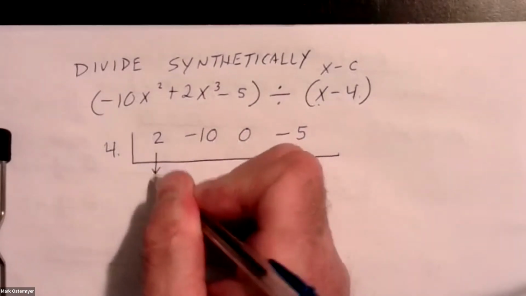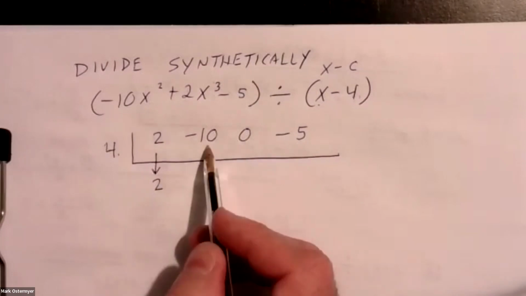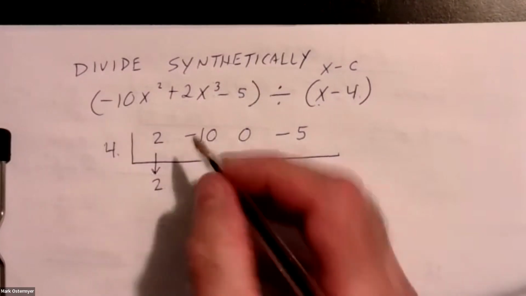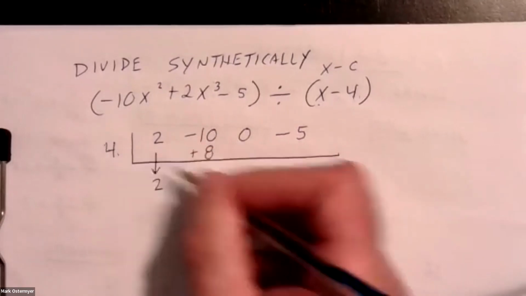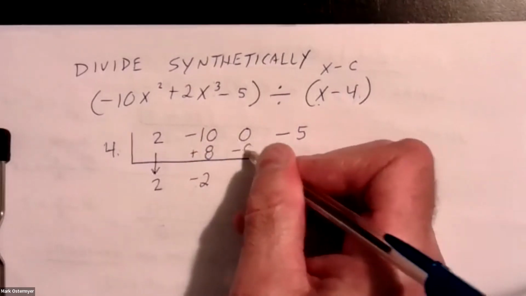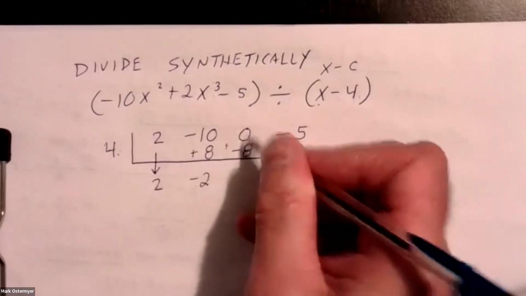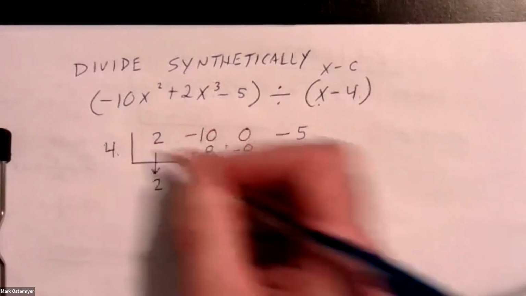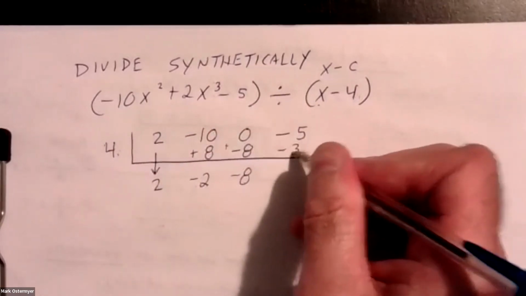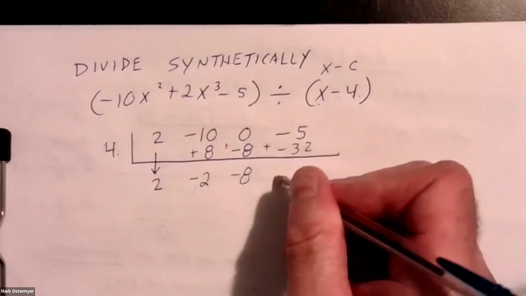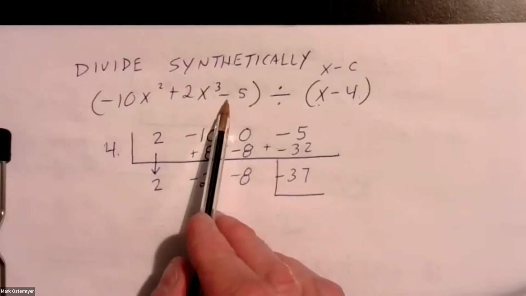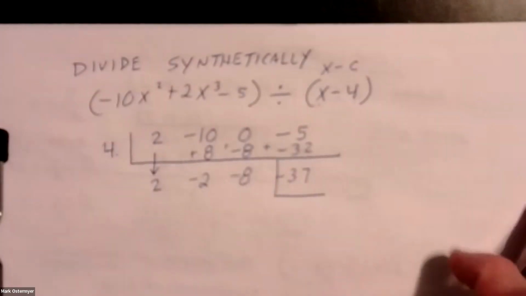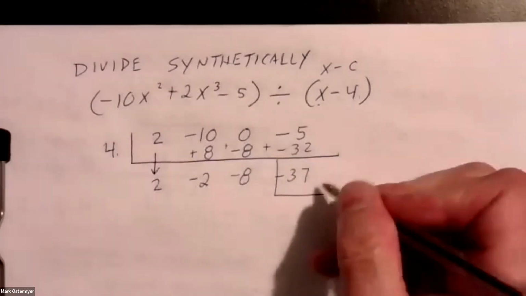Now we can begin. Multiply, bring up, add. Here we go. 4 times 2 is 8. Bring the number up, add, and you get negative 2. 4 times negative 2 is negative 8. Bring the number up, add, and you get negative 8. 4 times negative 8, negative 32. Bring the number up, add these together, you get negative 37. And we're done. We have just divided this trinomial by this binomial. Okay, this would be my remainder.